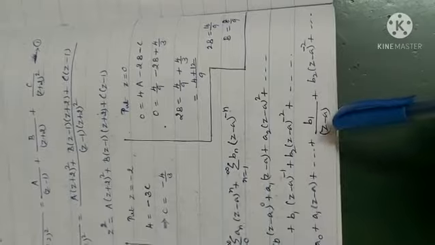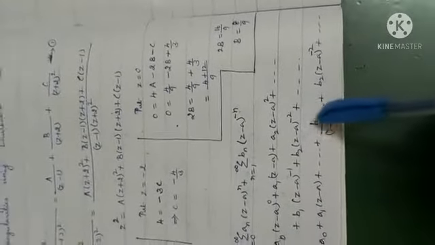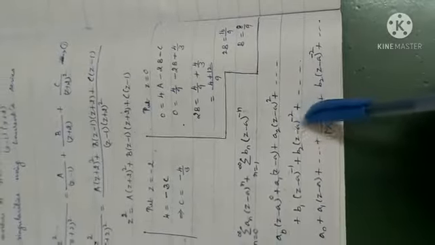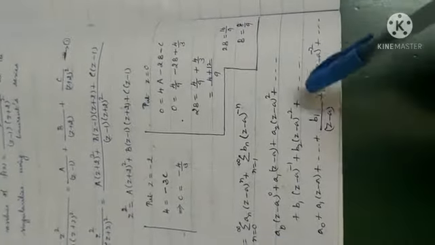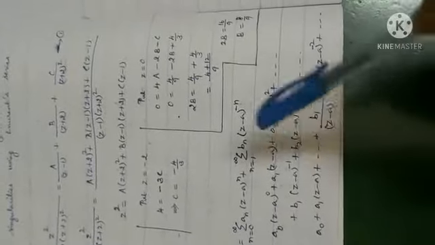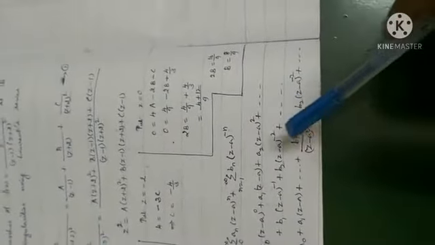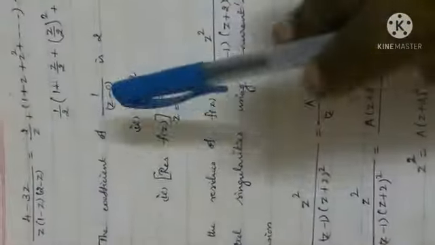b1 by z minus a. So the coefficient of 1 by z minus a is b1. This b1 is called the residue. Okay, this is the definition of residue. We call this b1 the residue of the function f of z. Okay, so this is by Laurent series. Let us see the definition now.